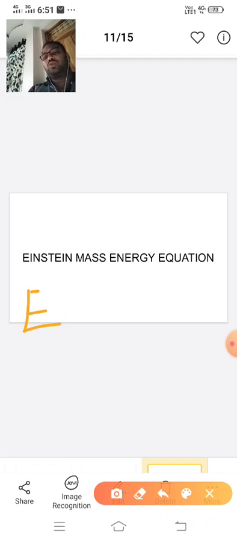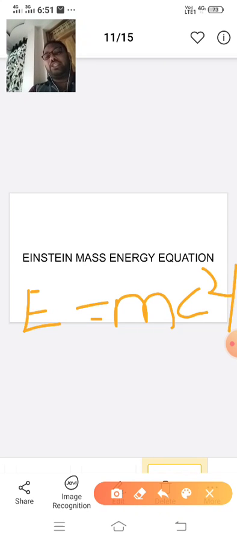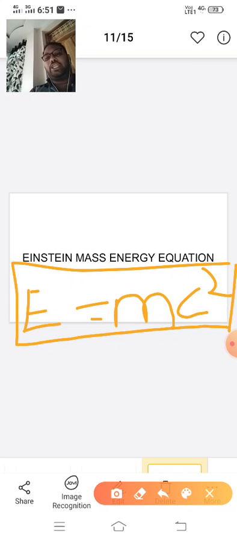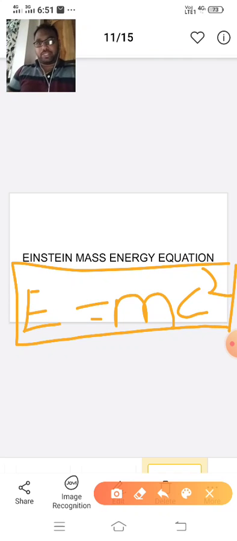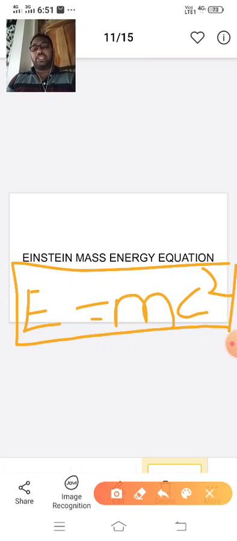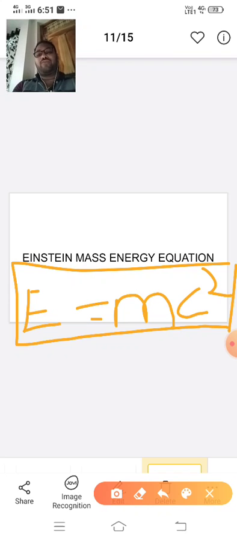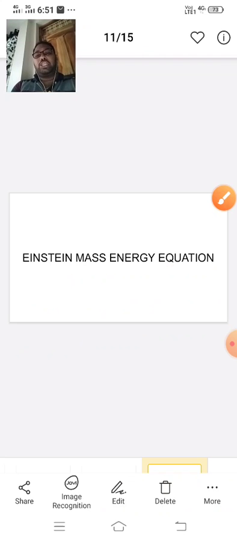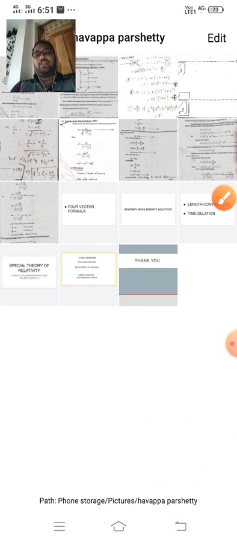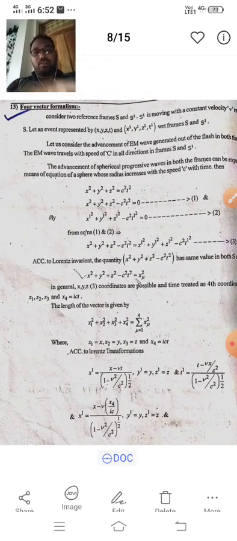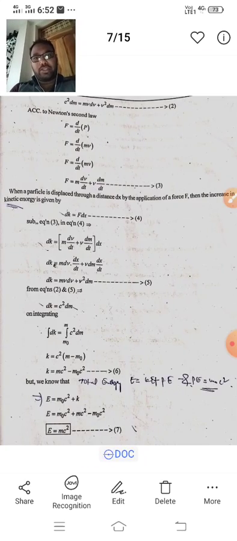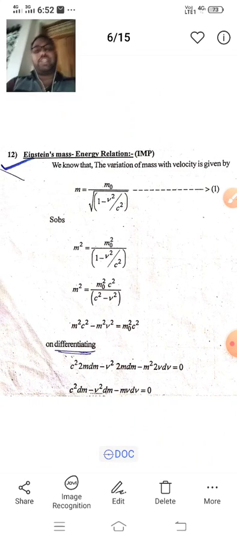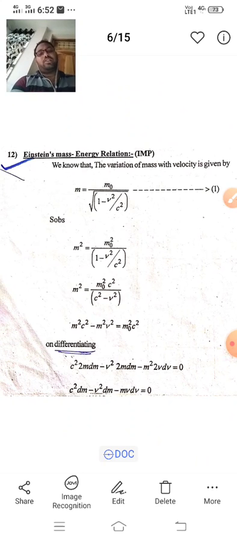E equals mc square. This one is Einstein's mass-energy equation. E equals mc square. So we can find out Einstein's mass-energy equation by using the derivation of the Einstein mass-energy relation.